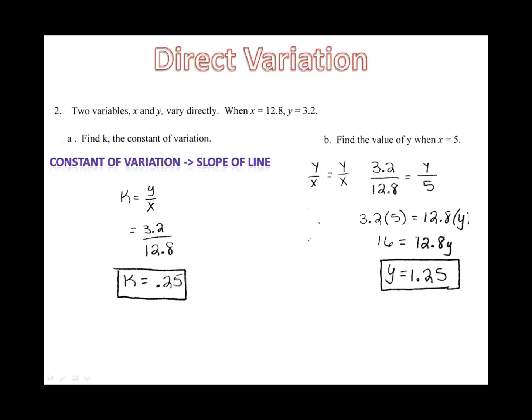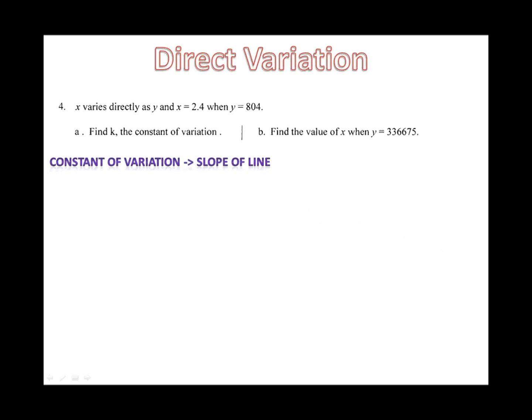The next example is for you to try. They tell us that x varies directly as y, which means we have a direct variation. X is 2.4 and Y is 804. The first thing they want you to do is find the constant of variation K, or the slope of the line. Then they'd like you to find the value of X when Y equals 336,675. Please pause the video here and try this example.